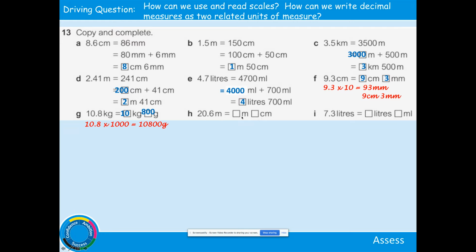Metres and centimetres, there's 100. So multiply that by 100 to show how many centimetres. We know that the 20 is the metres, so the 60 is going to be the centimetres.